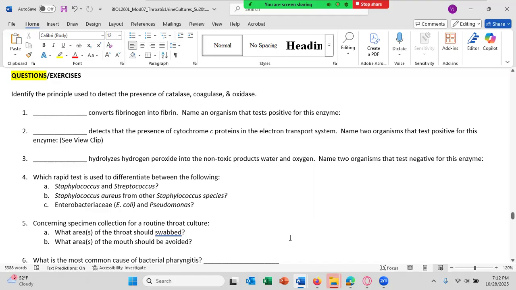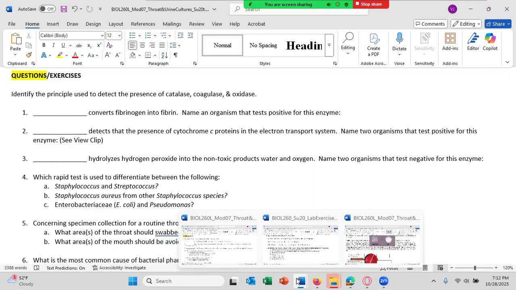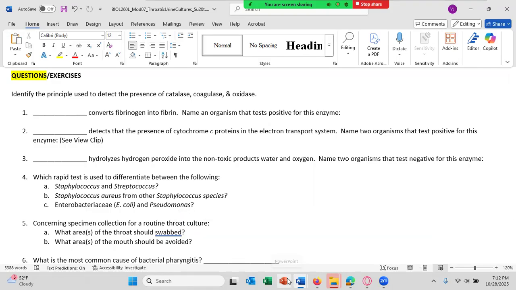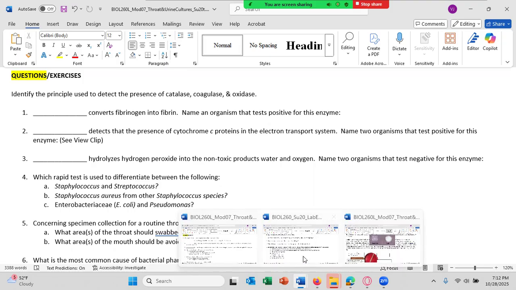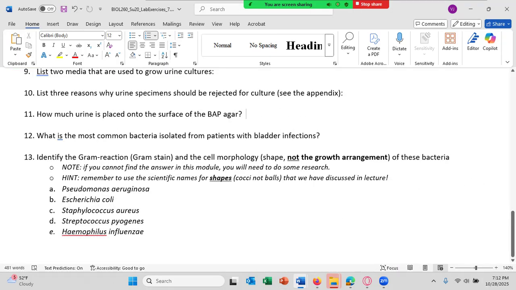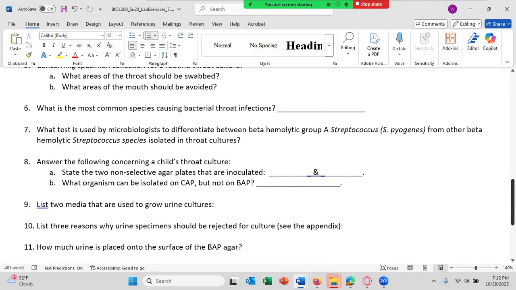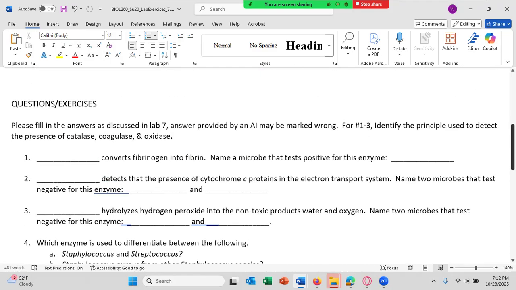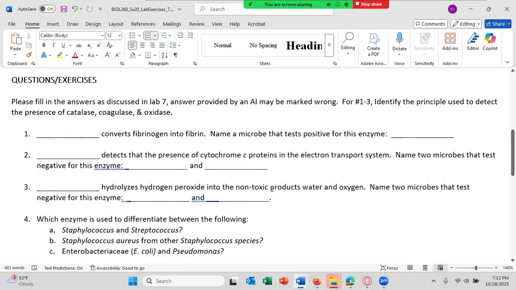All right, let's go to the questions in the worksheet. I think I've changed the questions a little bit from my copy there, but this should be your questions. So question 1A, questions 1, 2, 3, and 4 refer to the enzymes catalase, coagulase, and oxidase.